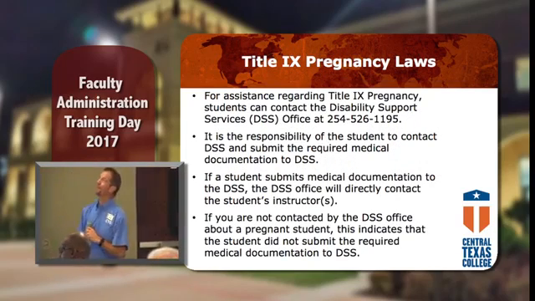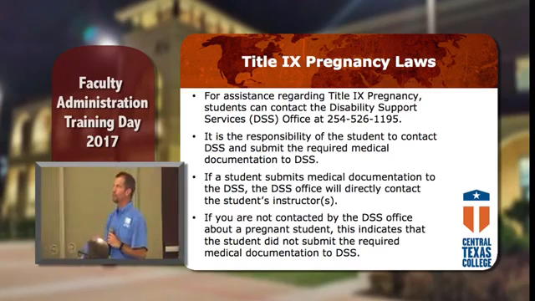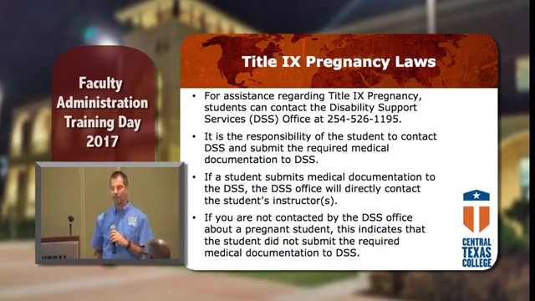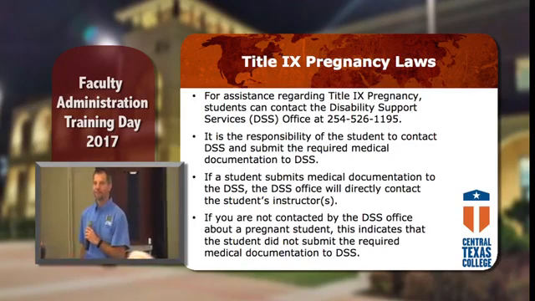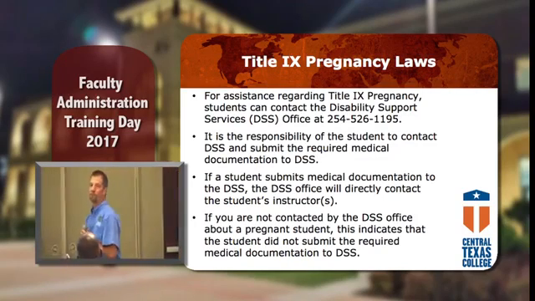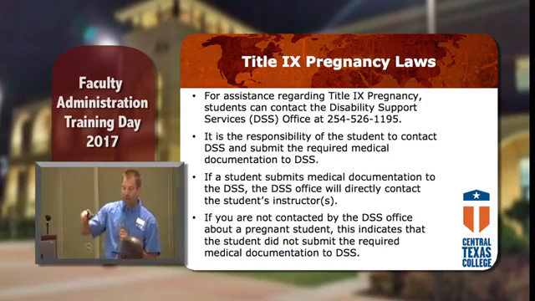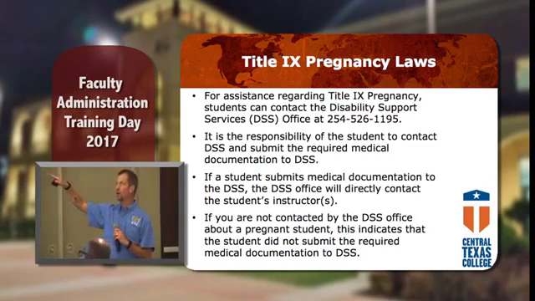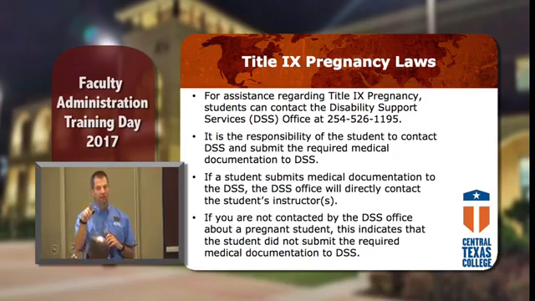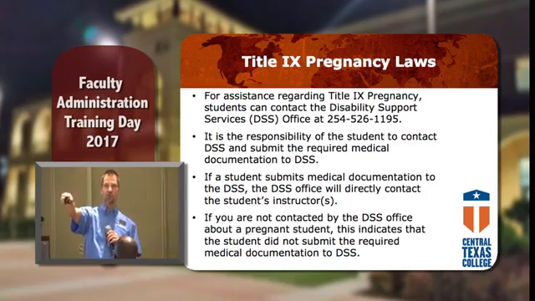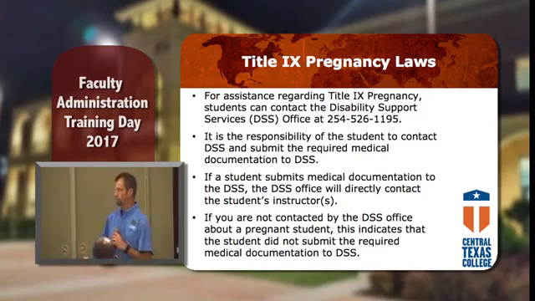All right, for assistance regarding Title IX pregnancy, students can contact the Disability Support Services at extension 1195. I'll get to talk to Troy, right? Troy's our expert. Oh, that's Wilma Brown Smith's number? Okay. But understand that it is the responsibility of the student to contact DSS and submit the required medical documentation. Y'all aren't going to reach out to the students and say, hey, y'all need to come in here and do this, right? It's the student's responsibility.